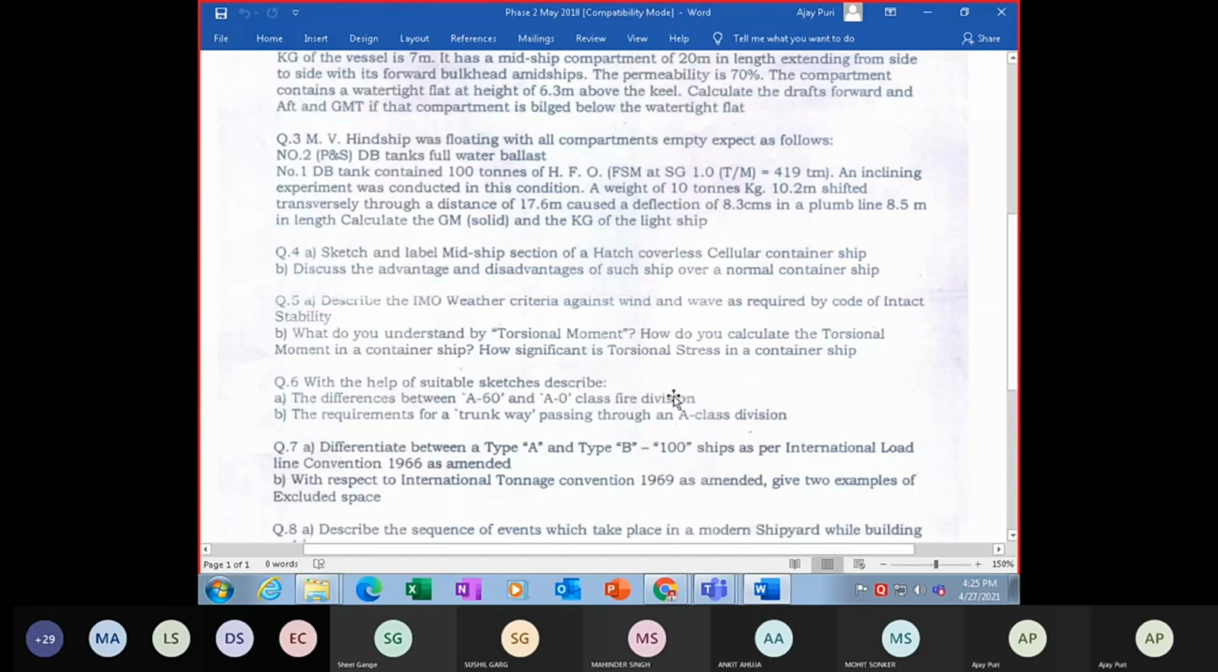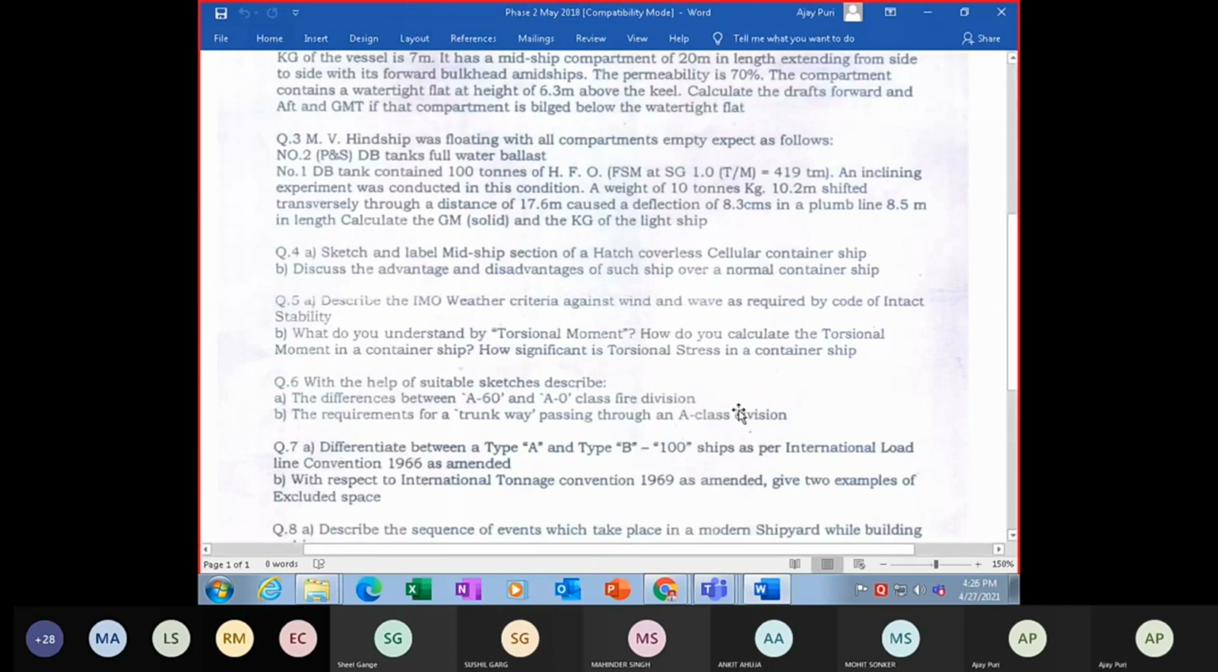I've explained the requirements of a trunkway passing through an A-class bulkhead or A-class division. So trunkways are basically passageways which are passing undertake. We have done that in general cargo vessels, which had midship accommodation and poop deck accommodation. So those trunkways were passing through that. That requirement you have to do. I'll be doing the trunkway also for you.